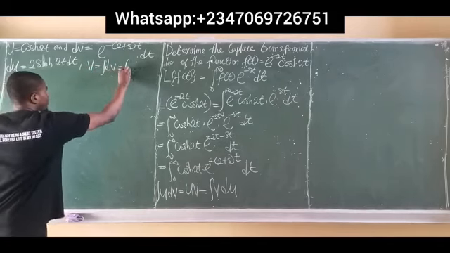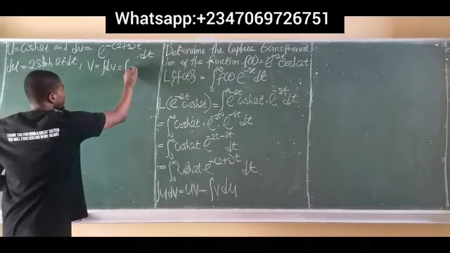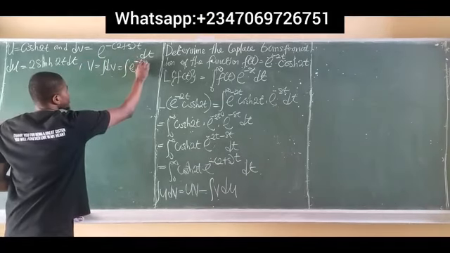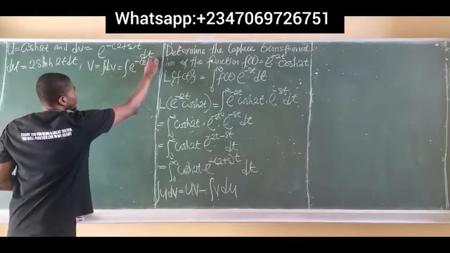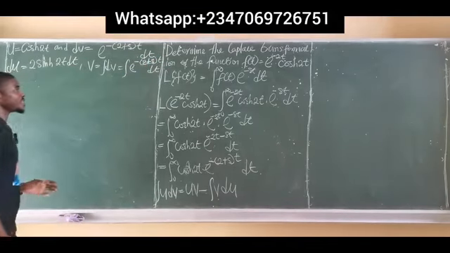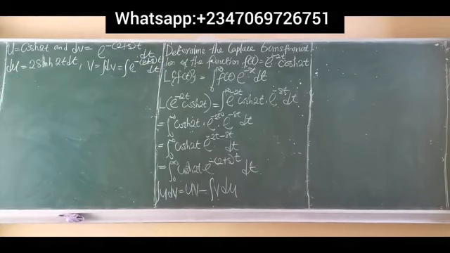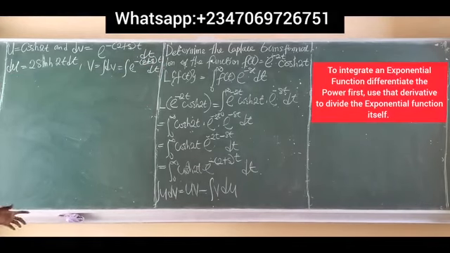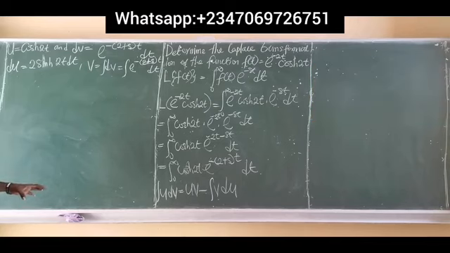So which means we're actually what? Integrating this function, exponential minus 2 plus s times t dt. So we're actually integrating that function. And I've said to integrate an exponential function, the shortcut is simply differentiate the power of the exponential function, use the derivative to divide the exponential function itself. That's how to integrate an exponential function.